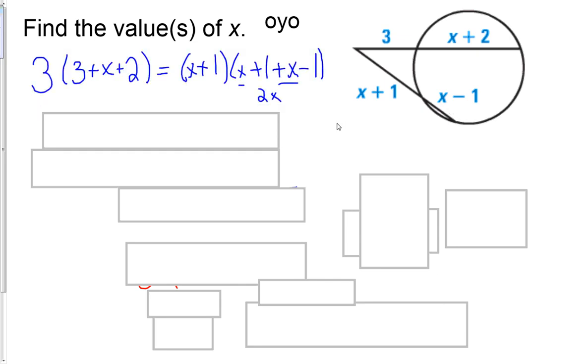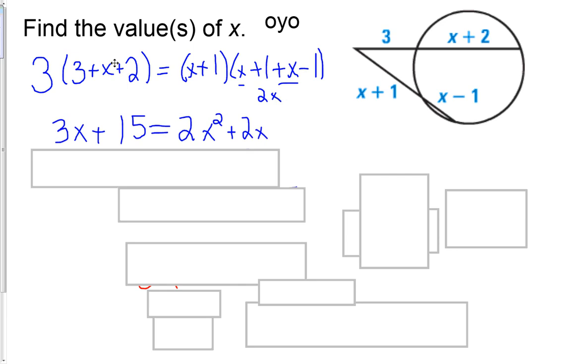So here's our setup. 3 times 3 plus x plus 2, that's before I simplified, and x plus 1 times x plus 1 plus x minus 1. Now realize the plus 1 and minus 1 will cancel, and this whole parentheses is just 2x. So 2x times that is not going to be too bad. 3 times x plus 5 is going to be 3x, 3 times 5 is 15. This side, x plus 1 times 2x is 2x squared plus 2x.